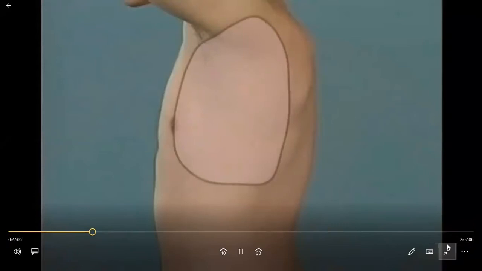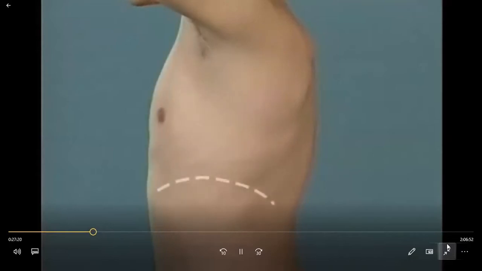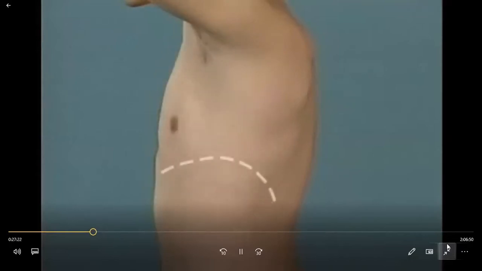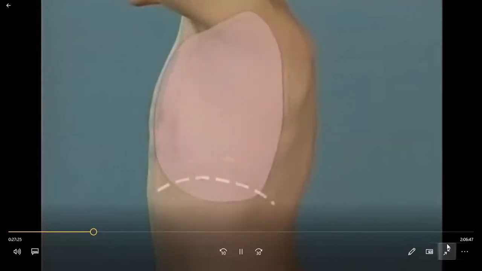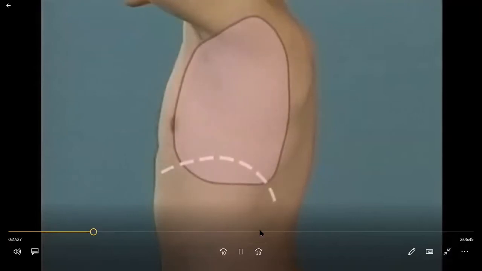A large part of each lung lies behind the heart. The lung extends from the ribs in front to the ribs behind, and from the dome of the pleural cavity down to the diaphragm. With each breath in and each breath out, there is an increase and a decrease in the volume of the lungs.